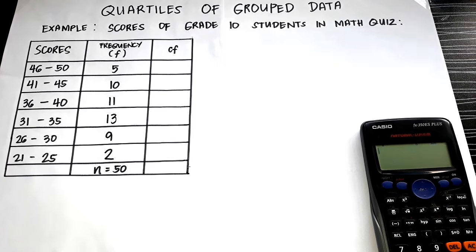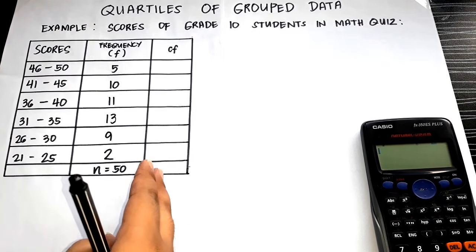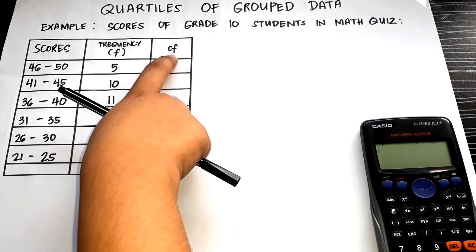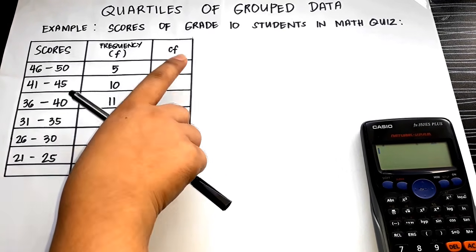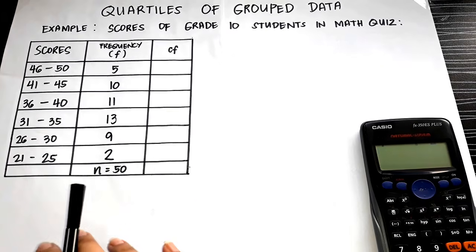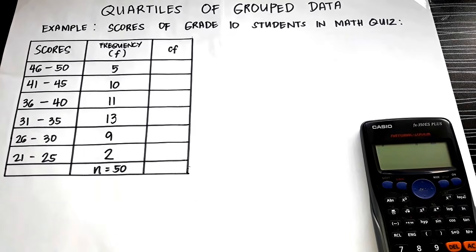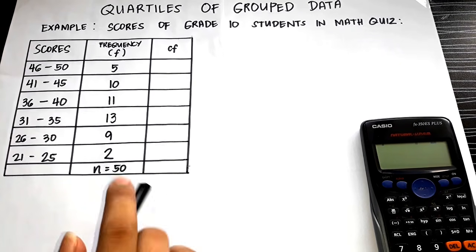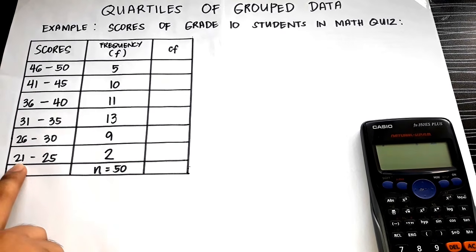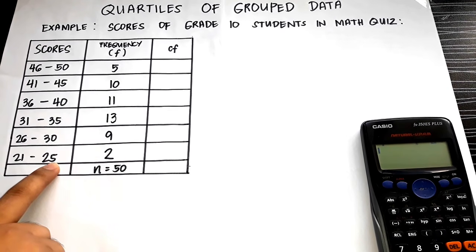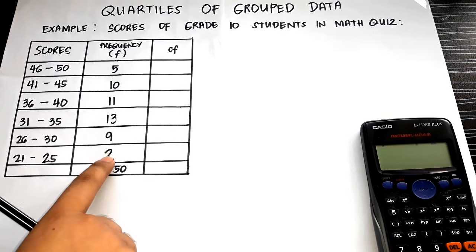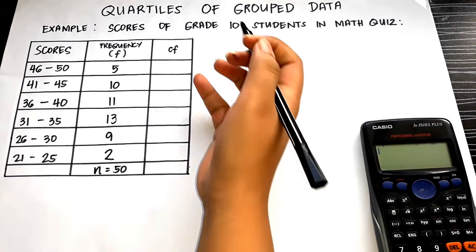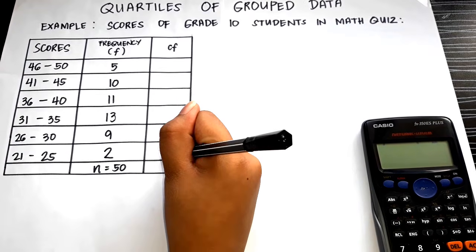Now, in the group data, we have to add another table to get the quartiles of group data, which is CF, or the cumulative frequency. Now, ang cumulative frequency po, how can we get the values of the cumulative frequency? We will start with the frequency of the lowest score. Now, the lowest scores are 21 to 25. The frequency of 21 to 25 is 2. We're just going to copy 2. That is our first CF, 2.